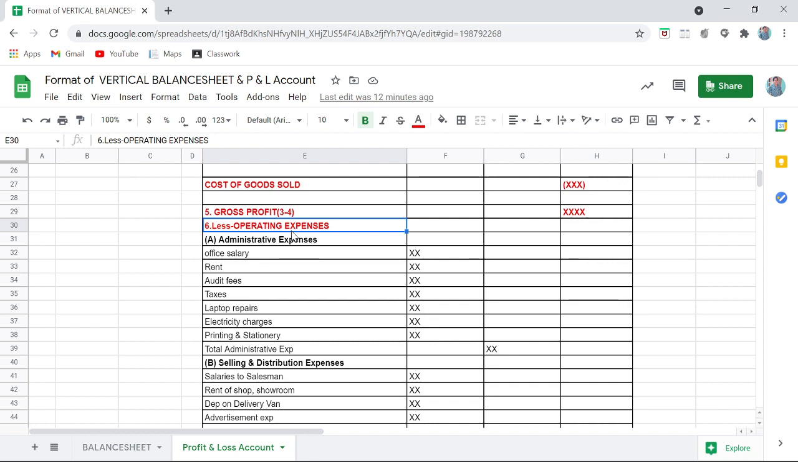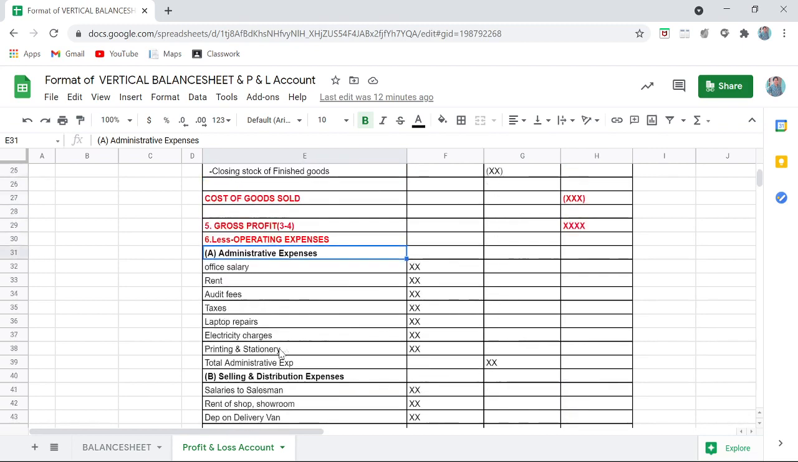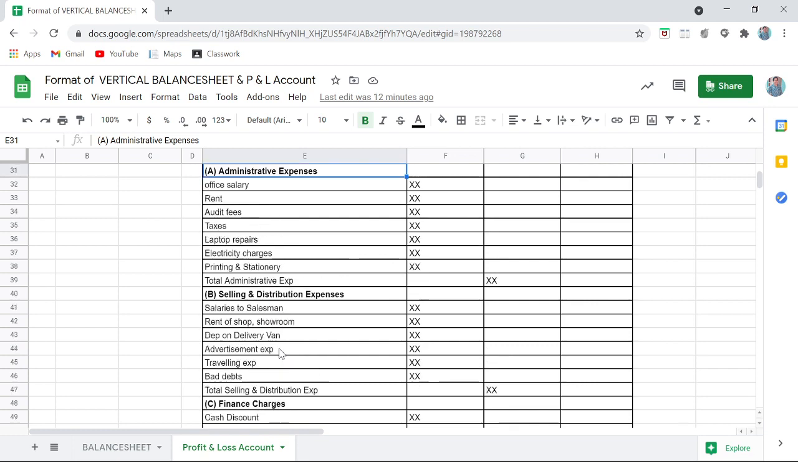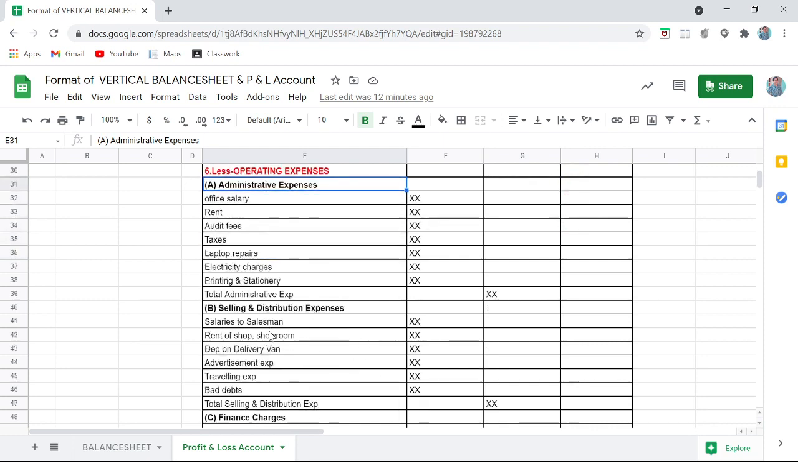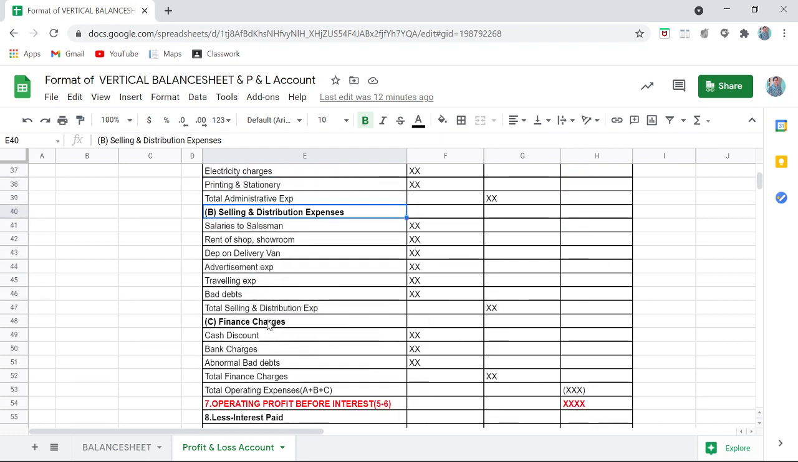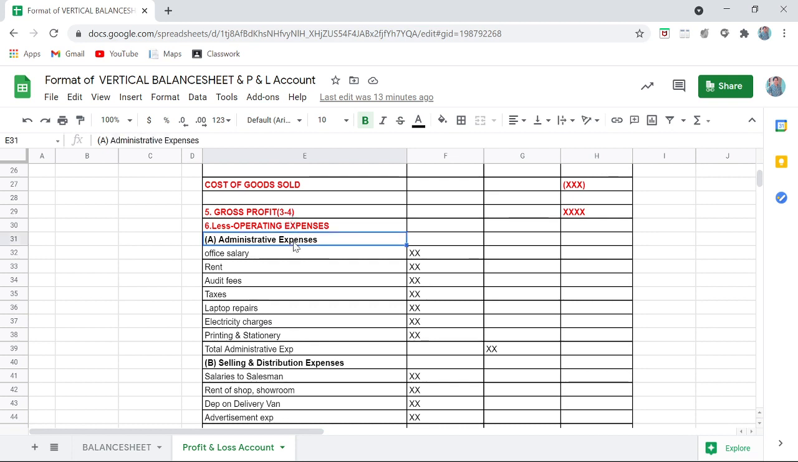Now operating means, as I said, day-to-day expenses, and those are categorized into three. Actually I have written it here with examples in detail, that's why it is a big format. It is not that big actually. So there are three headings under operating: we have administration, we have selling and distribution, and we have finance charges. You don't have to learn this format by heart actually.